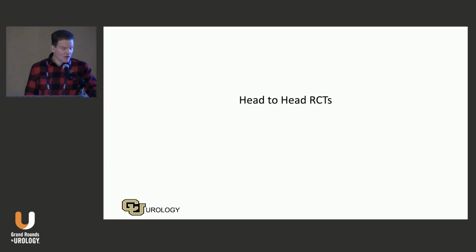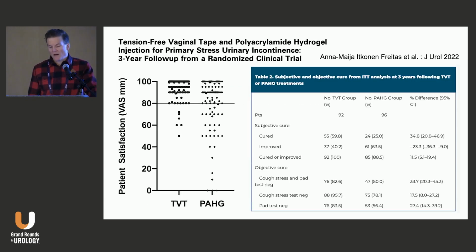All right, finishing up here on head-to-heads. If you look at TVT versus bulking, you have a much higher percentage of people that are satisfied. Why are they satisfied? More of them are cured. More of them didn't have that repeat procedure. So if you look at the cure rates, they're higher, both objectively and subjectively. Decrease in pad weight, performing better on the retropubic.